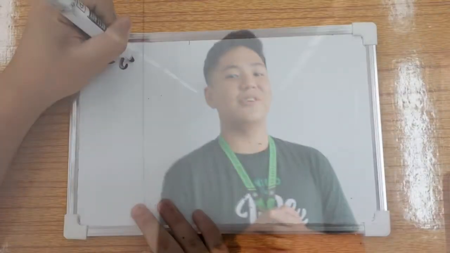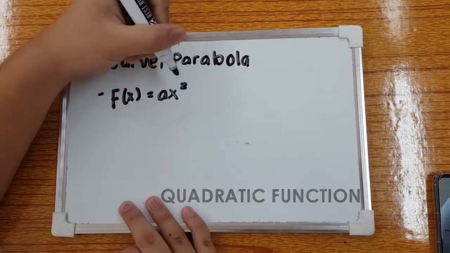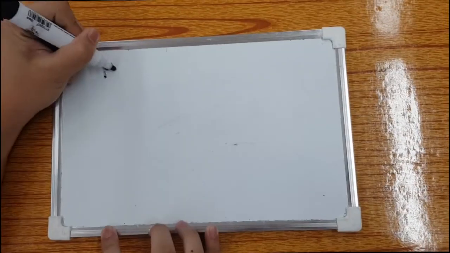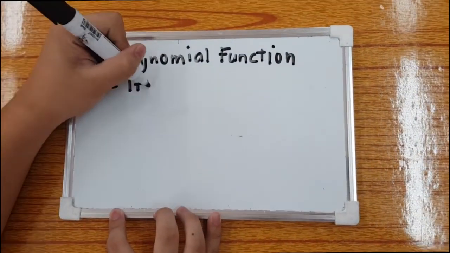Thank you, Zarina. I'll be finishing up the types of functions that we have left, and I'll make them quick and easy for you. Curve, parabola: f of x is equal to ax squared plus bx plus c. Polynomial function: a function of a single variable.